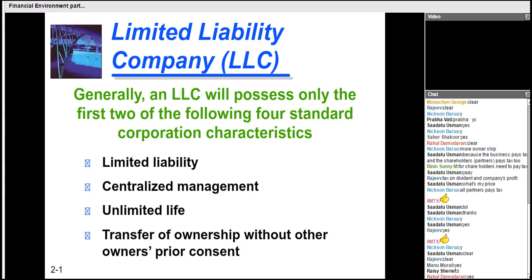So an LLC has a limited life, while the corporation has unlimited life. Once the partners die, the company may die as well if the ownership is not transferred. The company may also be liquidated, but normally corporations are not liquidated.